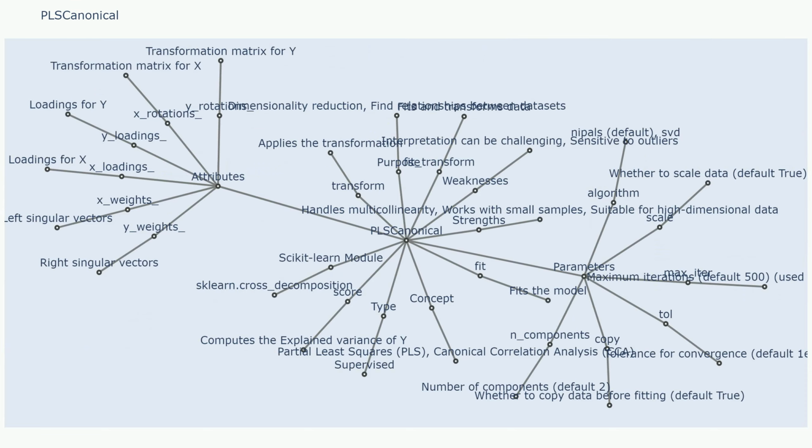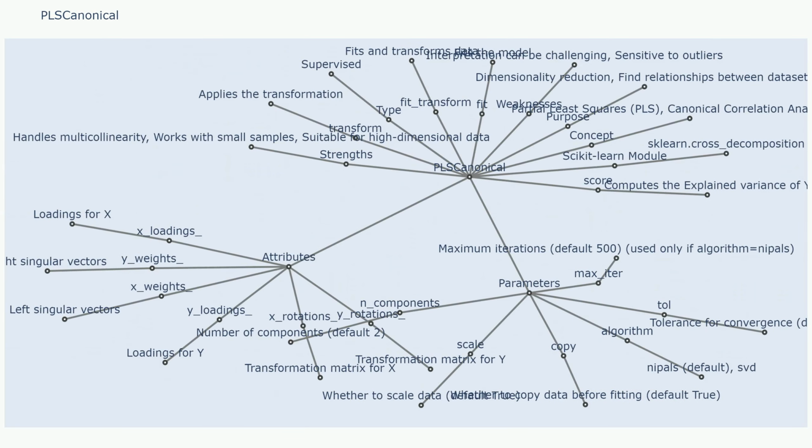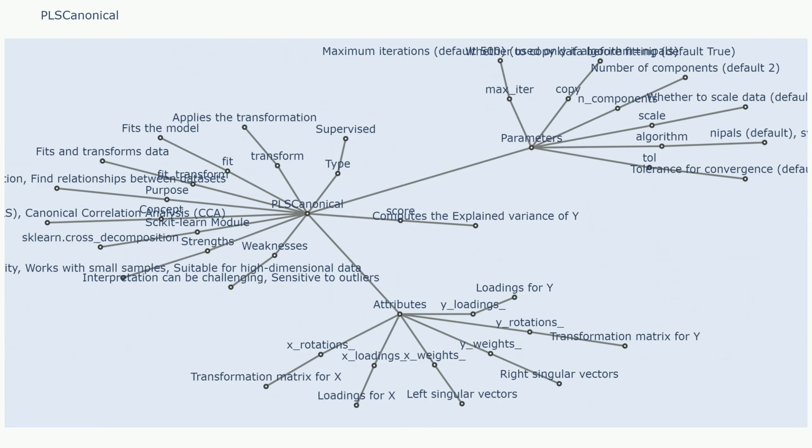6. Disadvantages of PLSCanonical. Computational complexity: the algorithm can be computationally expensive for large datasets. Sensitivity to scaling: the results can be sensitive to the scaling of the input variables. Model selection: choosing the optimal number of latent variables can be challenging. Assumptions: it assumes linearity and normality in the data, which might not always hold true.